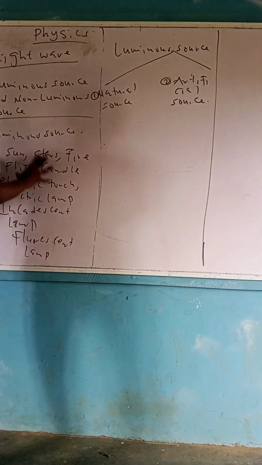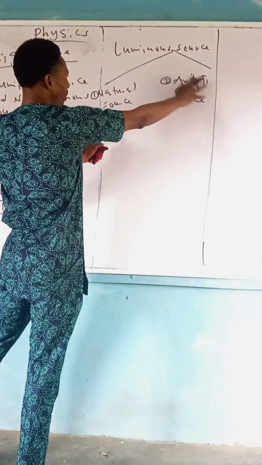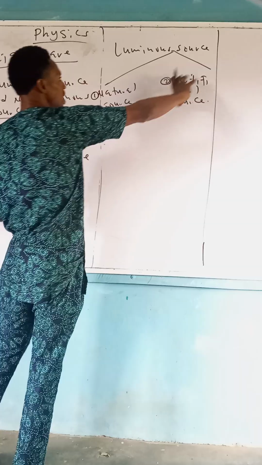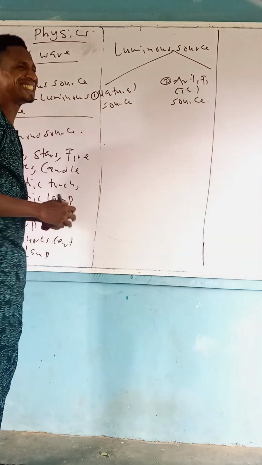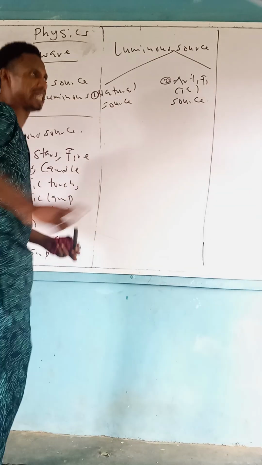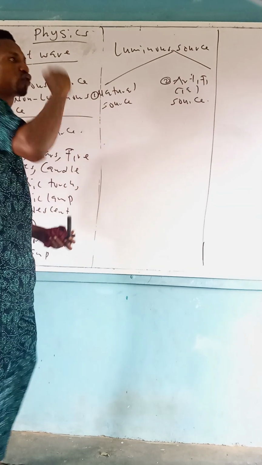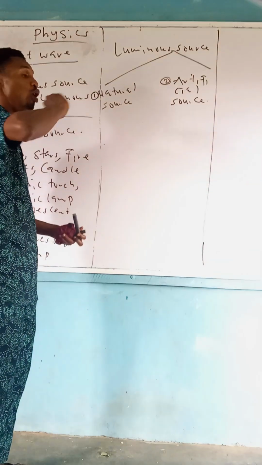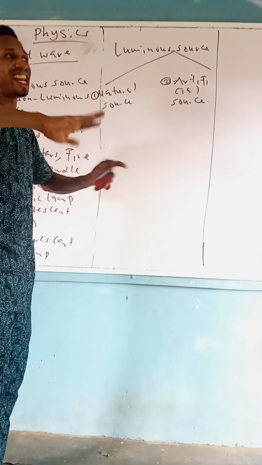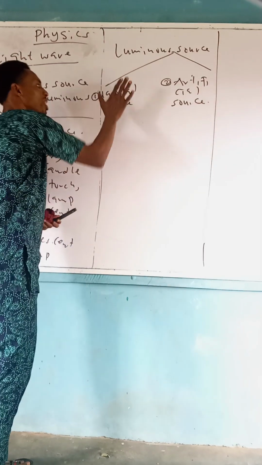Now let me explain natural source. What are natural sources? Natural sources are sources that produce light naturally on their own. Those sources that produce light naturally on their own without any external source are known as natural sources.